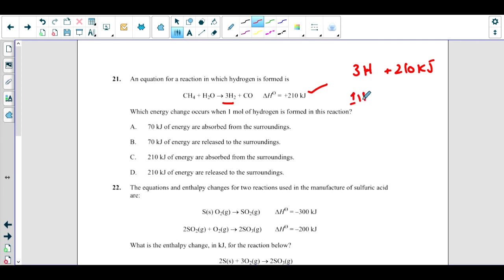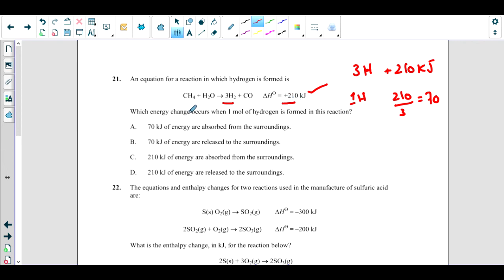For 1 mole, how much will it be? You divide it by 3. So this is how much? 70 kilojoules. Now which sign is this? It is a positive sign. So what will it be? This will be absorbed. Why? Because it is an endothermic process. Positive sign is for endothermic.